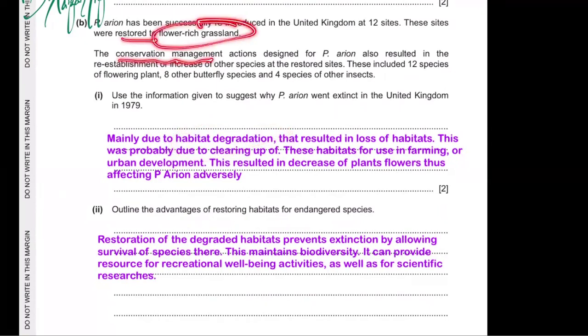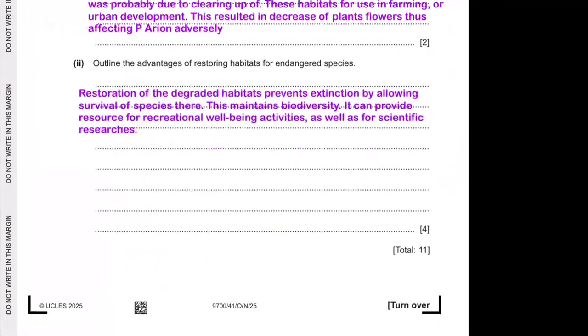If it's restoring the flower-rich grassland, that means the grassland was initially removed, and that must be due to habitat degradation, loss of habitats, either clearing regions and using them for farming or urban development. This resulted in a decrease in the plant flowers, and thus it affected the biodiversity.